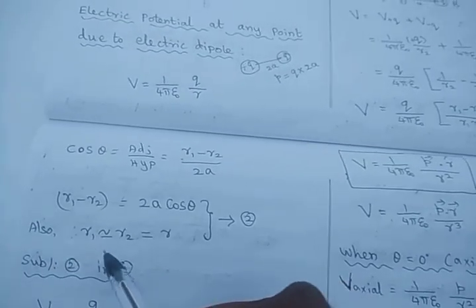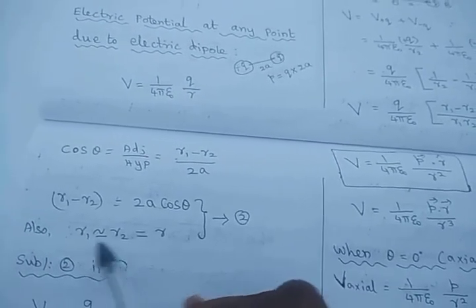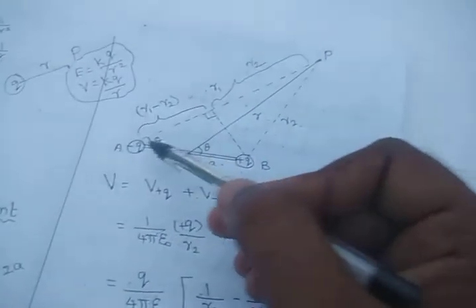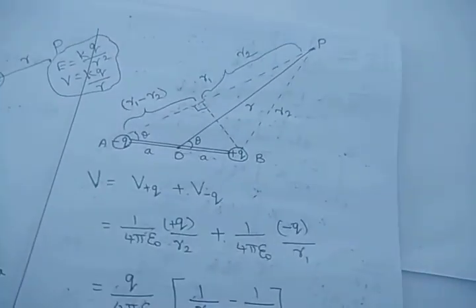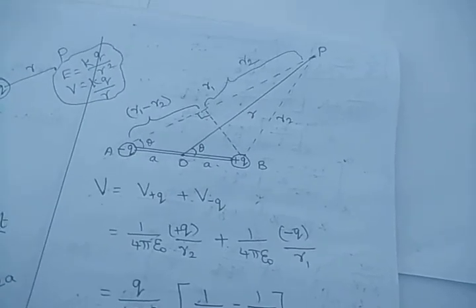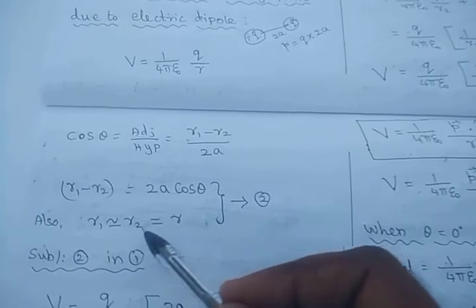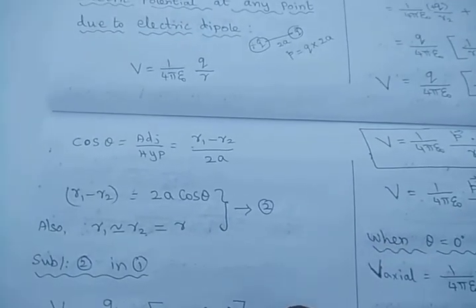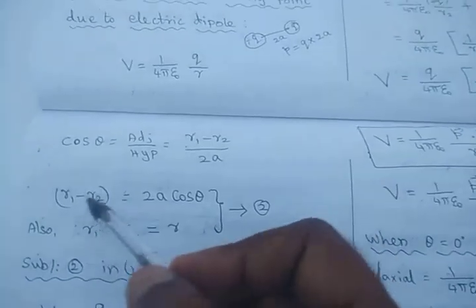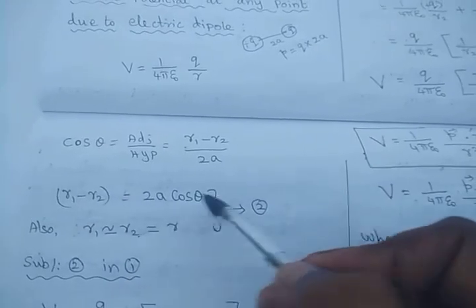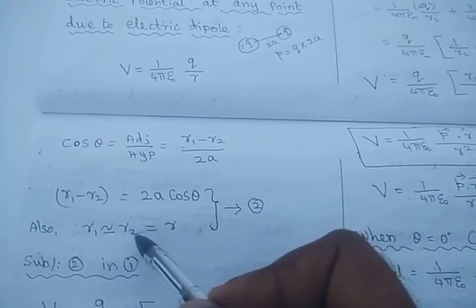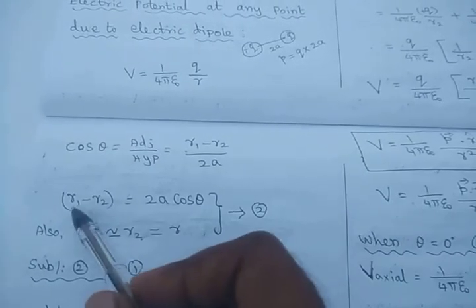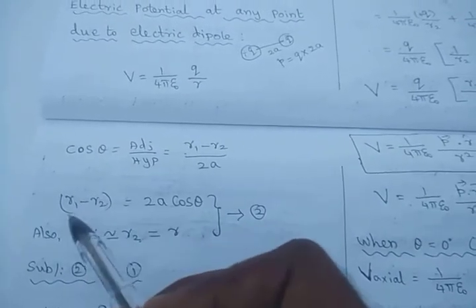Also, here we approximately assume that the distances R1 and R2 only slightly differ. So approximately R1 and R2 are equal, hence we put R. Students may raise the question: sir, in the previous step you put that R1 minus R2 is equal to 2a cos theta, but in the next step you say that R1 and R2 are equal, that we put R. Substituting R minus R, we get 0 only, sir. Yes.